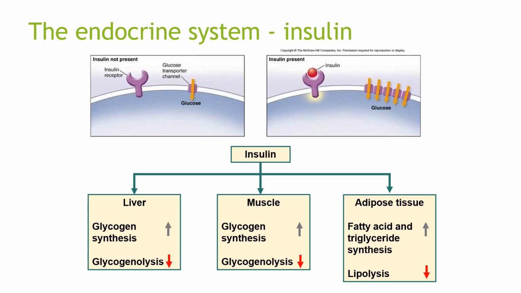Insulin operates in three tissues: the liver, muscle, and adipose tissue. In the liver, glycogen synthesis is increased, so glycogenolysis is decreased. In muscle, glycogen synthesis is increased and glycogenolysis is decreased, and in adipose tissue, fatty acid and triglyceride synthesis is increased and lipolysis is decreased. So insulin acts on the liver, muscle, and adipose tissue, resulting in increased glycogen synthesis in the liver and muscle, and increased fatty acid and triglyceride synthesis.